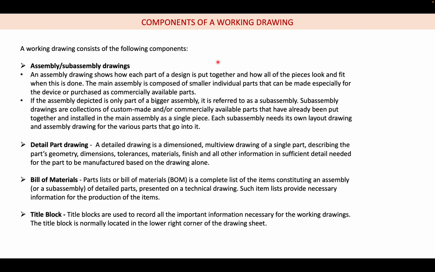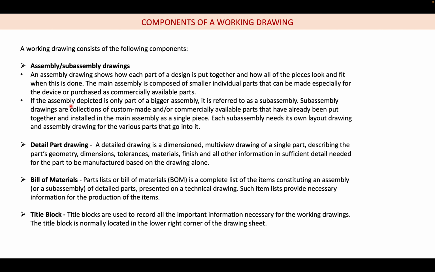So what are the components of a working drawing, if you ask me? It consists of the following components. Generally we have assembly and sub-assembly drawings. An assembly drawing shows how each part of the design is put together and how all of the pieces look and fit when this is done. The main assembly is composed of smaller individual parts that can either be made especially for the device, or purchased as commercially available parts. So we have different parts, and how they are put together and how they look when put together is conveyed in the assembly drawing.